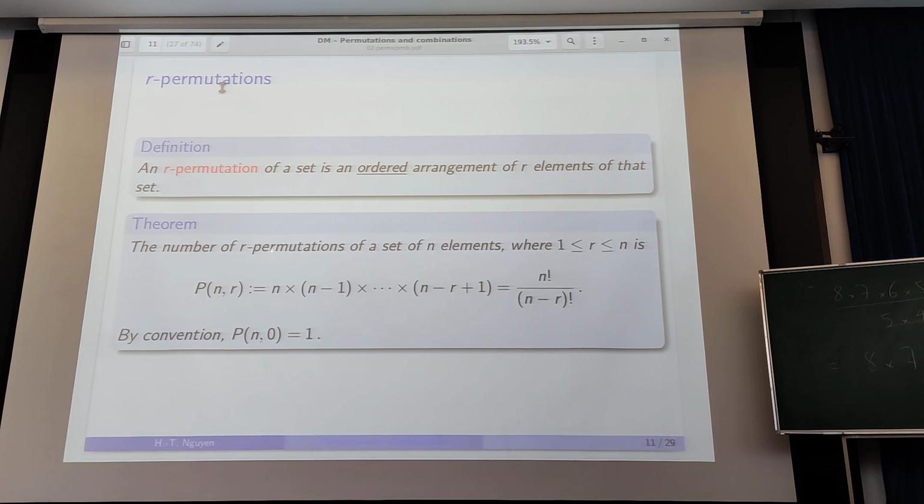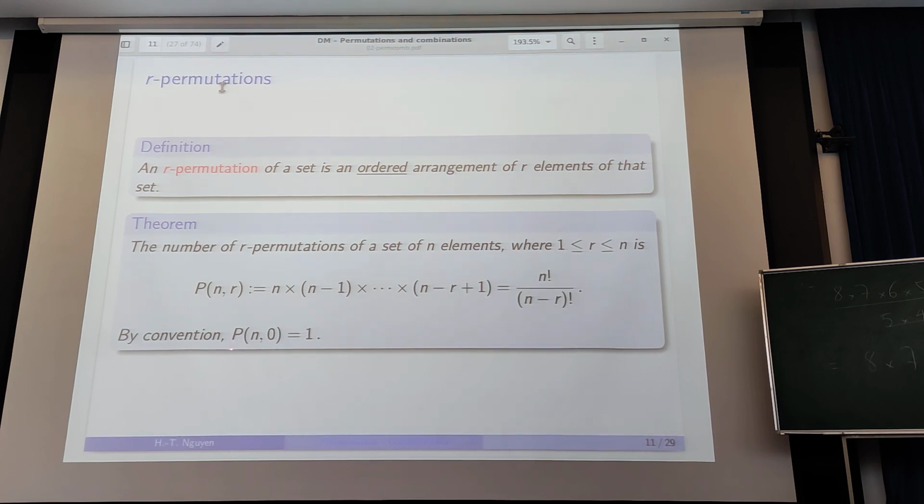So for the number of r permutations, you get n minus r here in the formula. Okay? Or if you are not sure, then you can rewrite this and verify, you know, how to find the formula again.